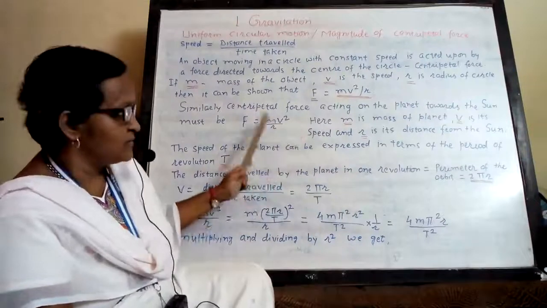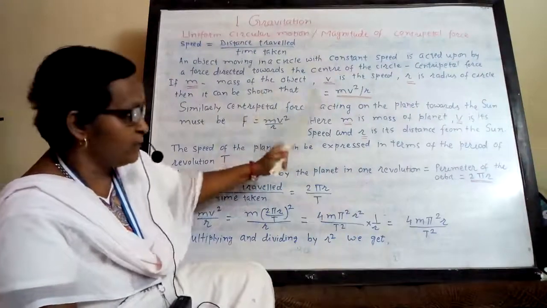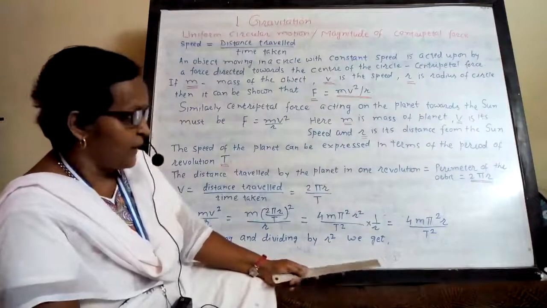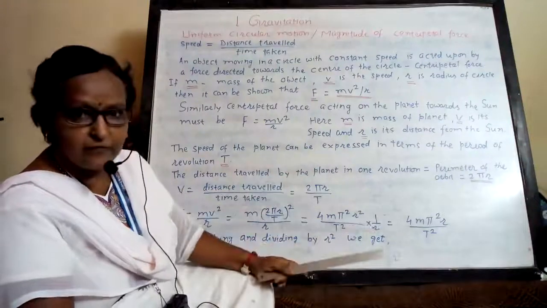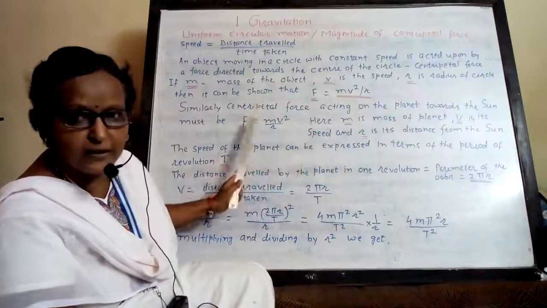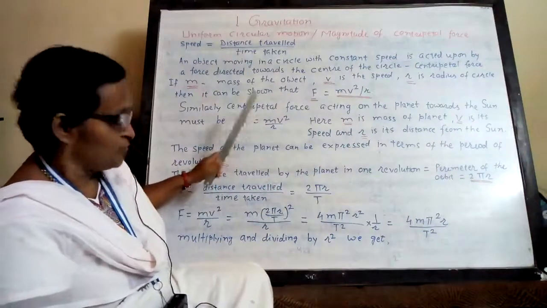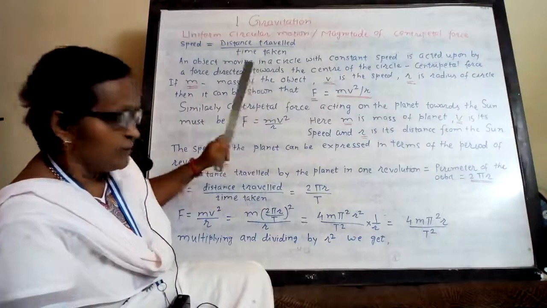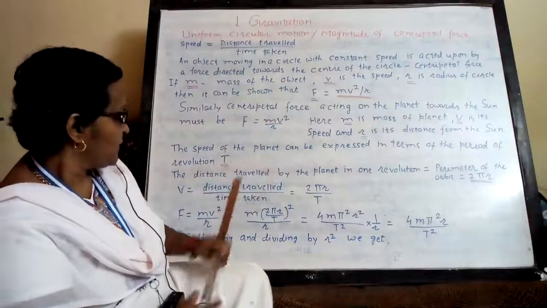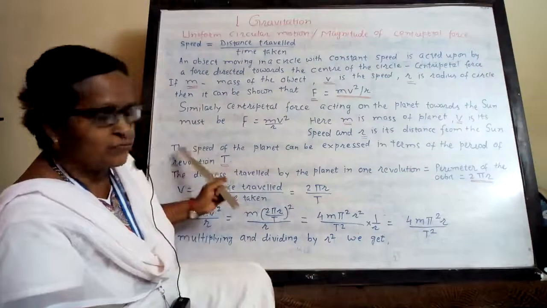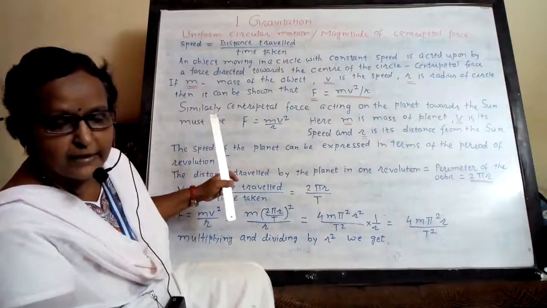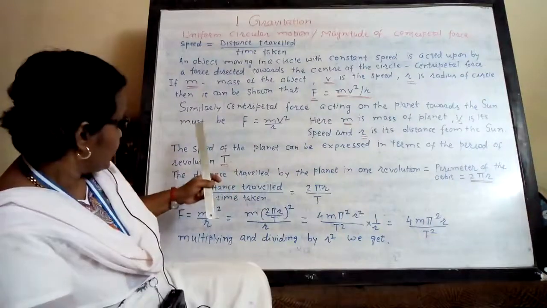Here m is the mass of the planet, not of an object, v is its speed with which it is revolving around the sun, and r is its distance from the sun. So we have the mass of the planet, the speed of the planet, and the distance from the sun. The speed of the planet can be expressed in terms of the period of revolution. Yesterday we saw T square is directly proportional to r cube.